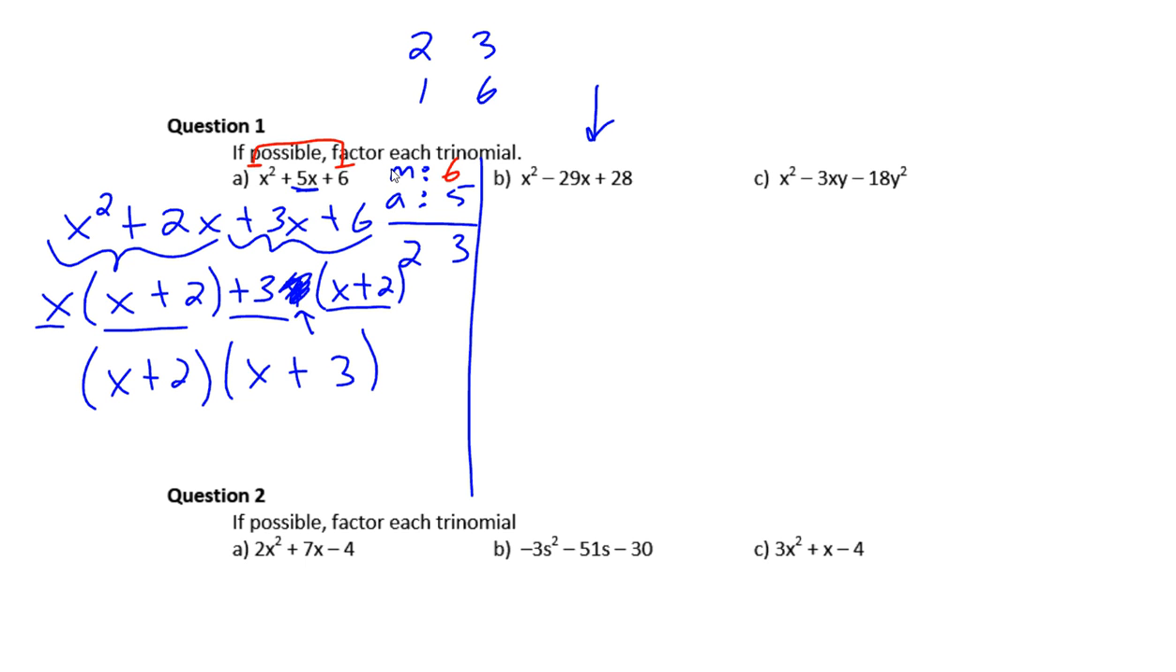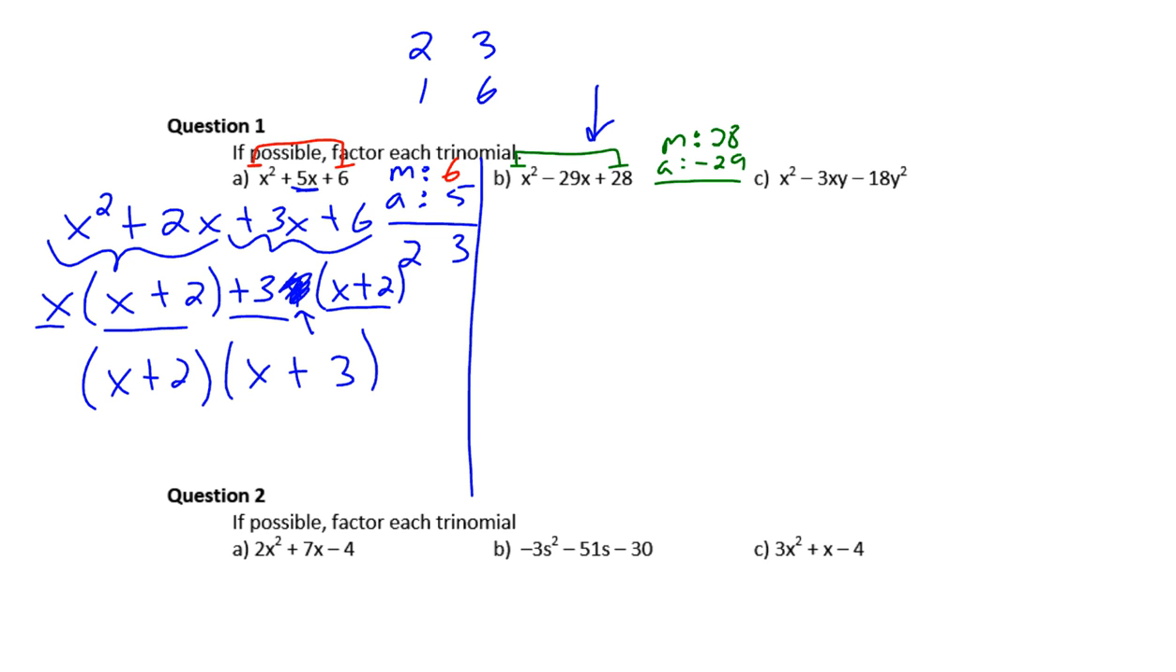The numbers we're looking for need to multiply to what? 28, right? The first number, the front number times the last number, so 28. And they need to add to negative 29. We haven't done much with negatives yet. All right, so I need numbers that multiply to 28 and add to negative 29.